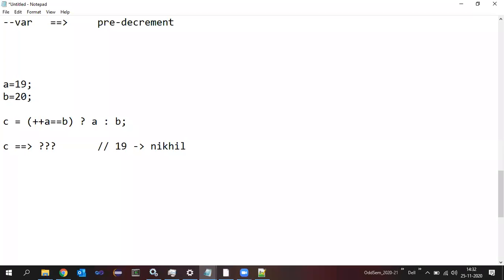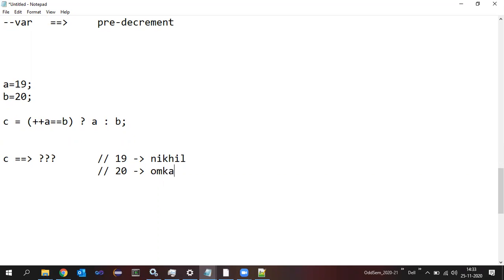Anyone else who has another observation besides Nikhil? Now, let us try to solve this one and see whether Nikhil is correct or do we get something else. Sir, it will be 20. What is your name? Omkar. I think Omkar is correct.